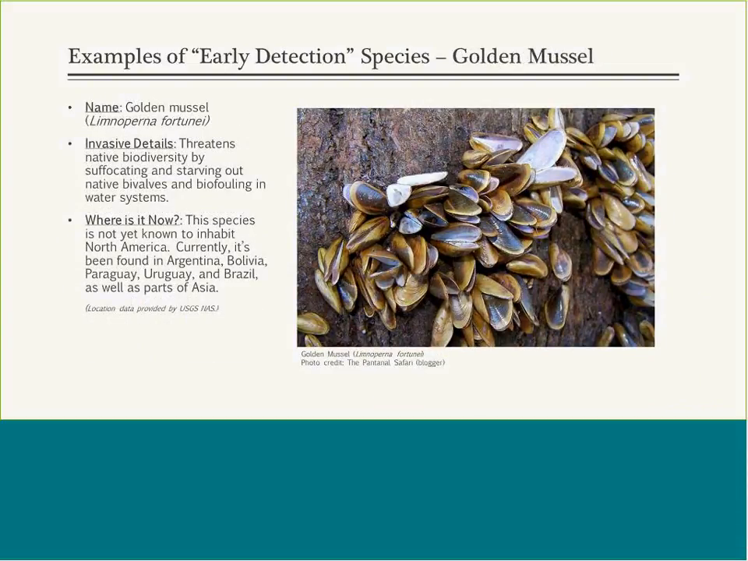So another example of an early detection species is golden mussel. This one will threaten native biodiversity by suffocating and starving out our native bivalves and fouling water systems. So this species is not actually in North America at present. It's been found in parts of Argentina, Bolivia, Uruguay, and Brazil, as well as parts of Asia. But species could come into North America. We have had other species such as zebra and quagga mussel that come in the ballast of ships. They're transferred by other means.